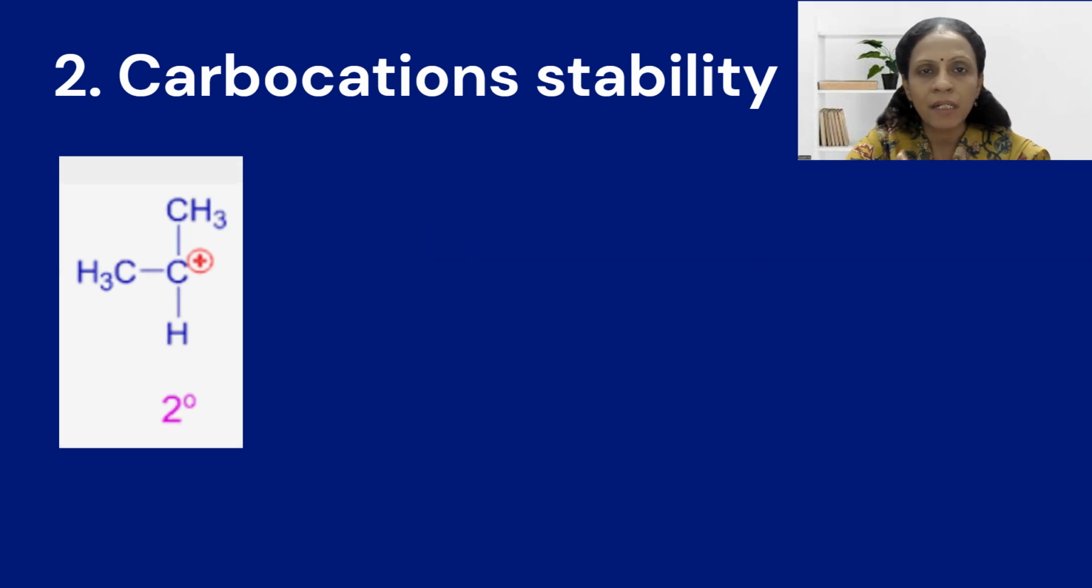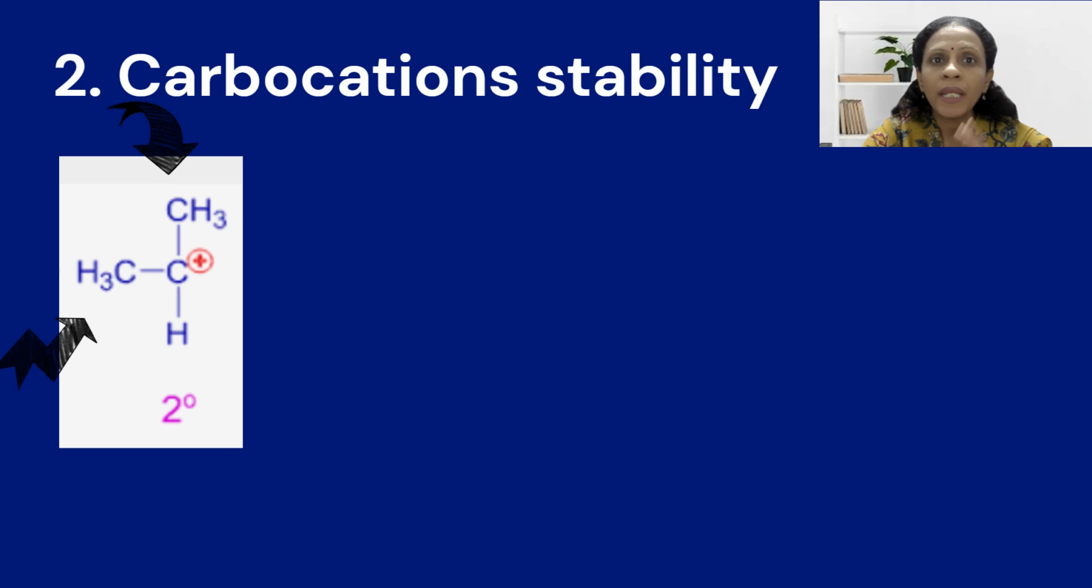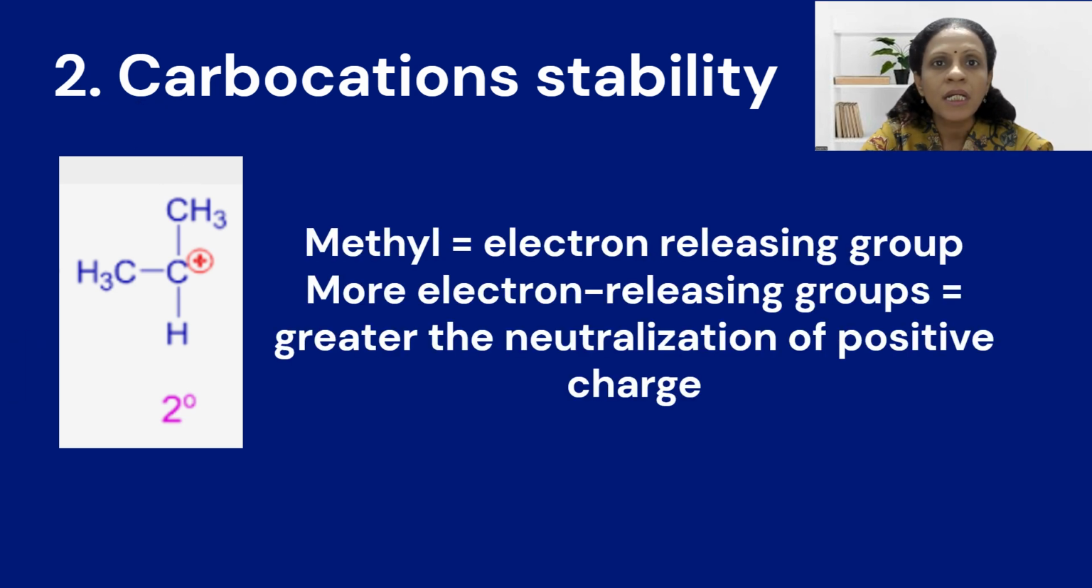Now, in case of secondary carbocation, the carbon which is bearing the positive charge is adjacent to two electron releasing methyl groups. Okay, so from two sides here, there will be donation of electrons towards the carbon bearing the positive charge. So here the positive charge in case of secondary carbocation will be more readily stabilized when compared with primary, because primary is having only one electron releasing group.